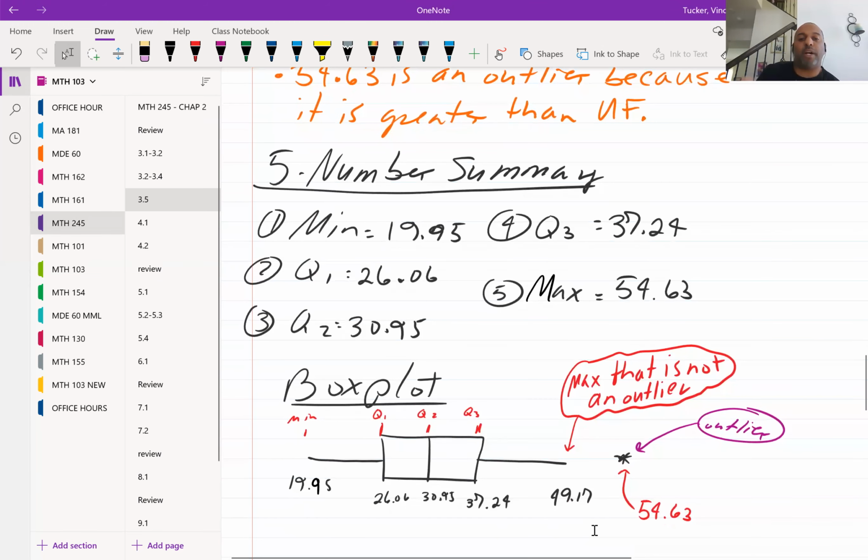All right, and here's a box plot. You see in the middle, our box, our vertical lines are Q1, Q2, and Q3 of our box. Then they extend out with the whiskers to the maximum and minimum value that are not outliers. So remember, we had an outlier that was 54.63. So we'll represent that by using an asterisk. That means we won't extend the whisker to that 54.63. We'll extend it to the next value up, which will be 49.17.